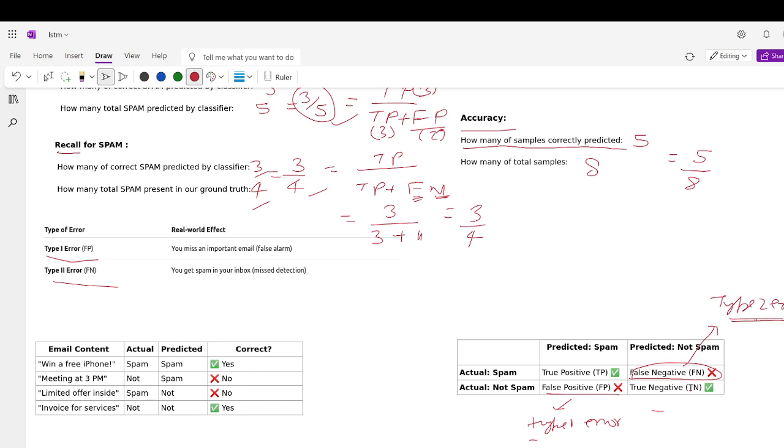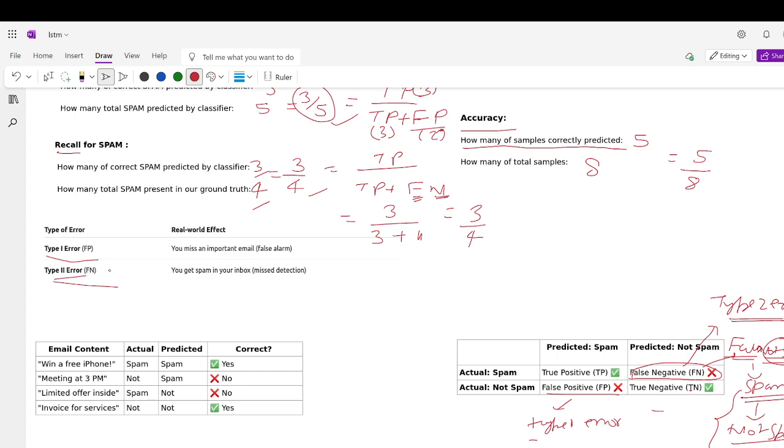Okay, let me explain this one more time. Basically the negative part tells us it's not a spam, but it was false. Your model predicted it as not a spam, but it was false, meaning it was a spam. But your model is saying it's not a spam, which is a type 2 error. Okay, so this is called type 2 error.